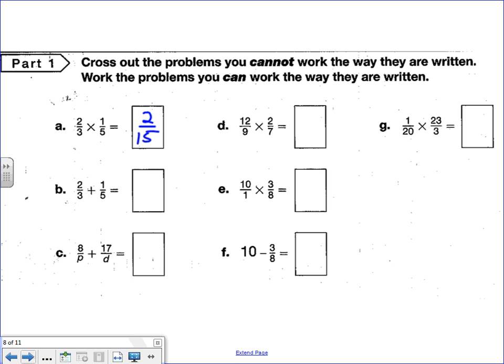I look at letter B, problem B. It's 2/3 plus 1/5. Okay, now, again, addition, subtraction, they have to have common denominators. Okay, 3 and 5 are the denominators. They're not the same. It's addition. I can't do this one. I cross it out. So go ahead and if you need to, pause the video, do the rest of the problems on this page. Okay, and then we will go ahead and look at some problems on the next page of the Part 5 review.